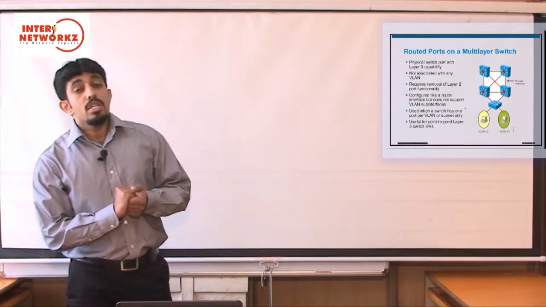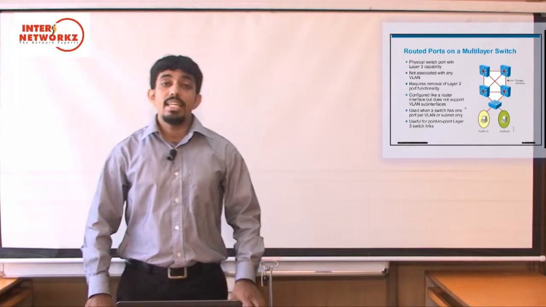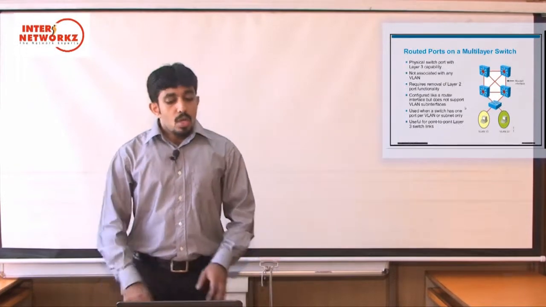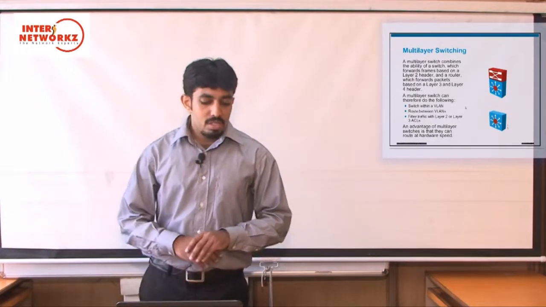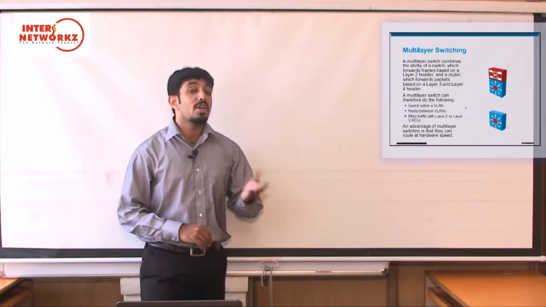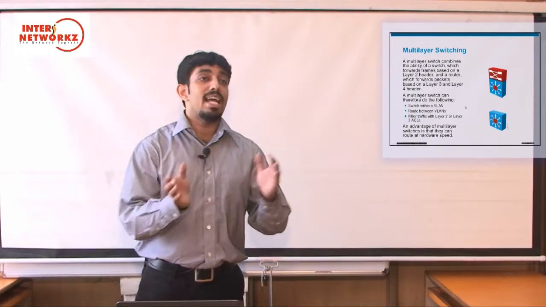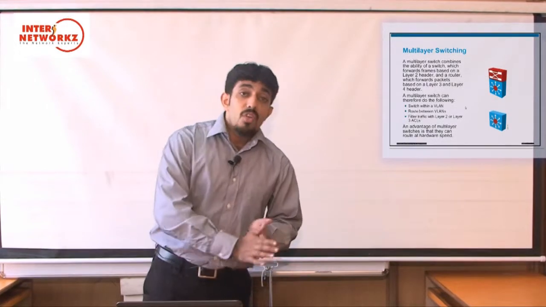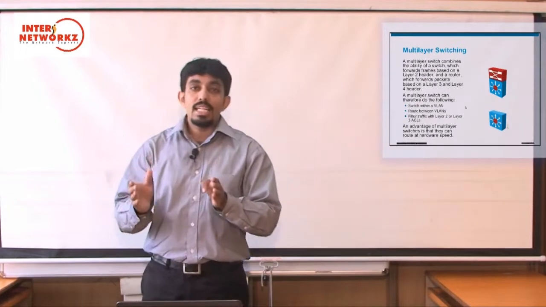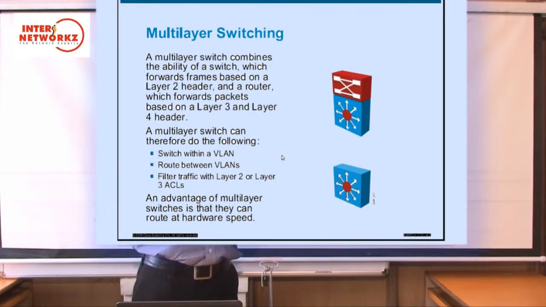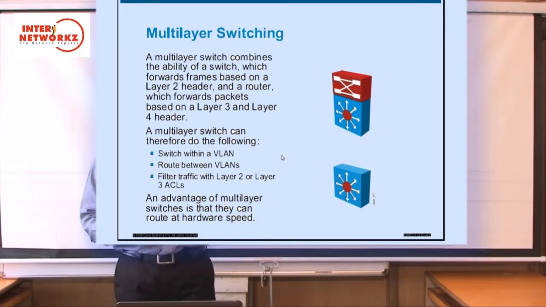Now this switch which does layer 3, you call it MLS or multi-layer switching. So what does multi-layer switching do? As you see on the slide, a multi-layer switch combines the ability of a switch to forward frames. As I said earlier, a switch will forward a frame from VLAN 10 to VLAN 10 itself, whereas a router will forward the packet or the frame from VLAN 10 towards VLAN 20. So routing is possible with routers and switching is only done with switches.